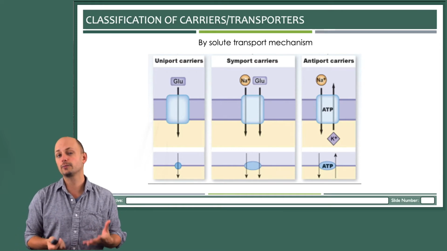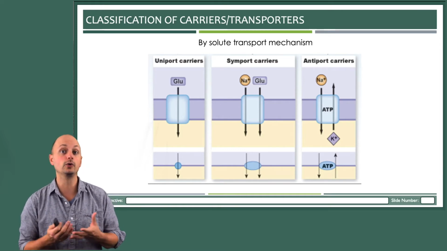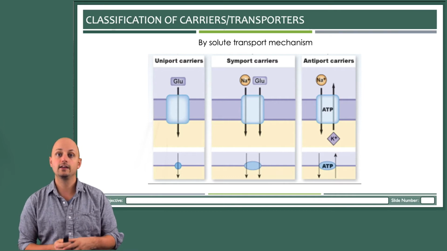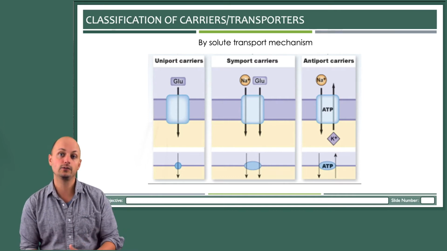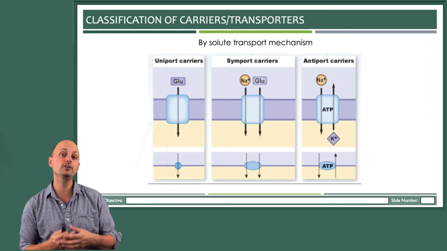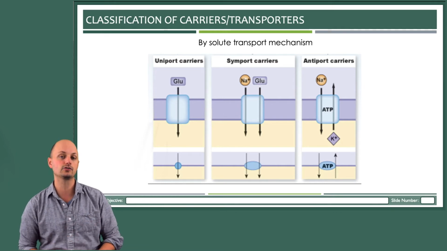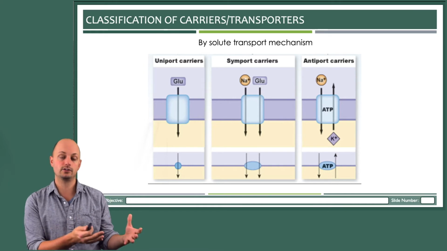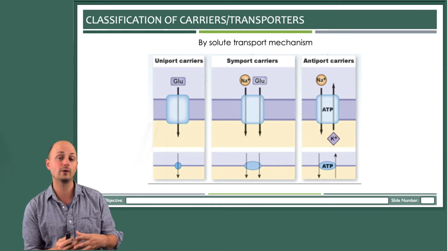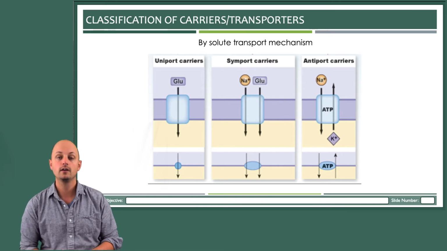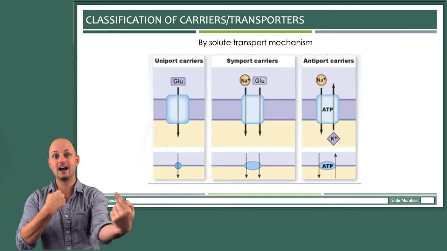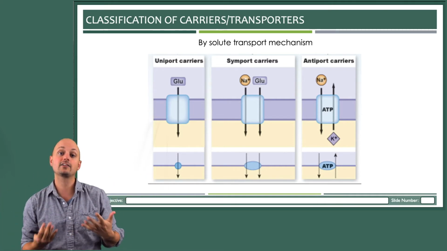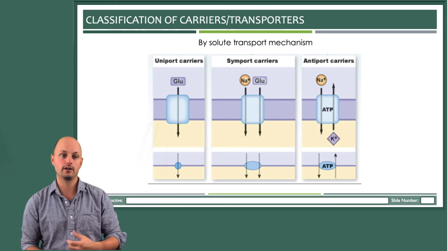So a carrier that transports only a single solute is known as a uniport transporter. And if it transports more than one solute, then in order to classify it further, we have to know which direction the solutes are being transported. So if both solutes are being transported in the same direction, then that carrier is referred to as a symport carrier. But if the solutes are traveling in opposite directions, then that's known as an antiport carrier.